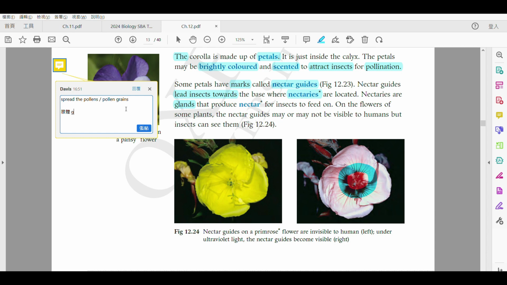So 腺體 is glands. Glands secrete something, they produce something inside your body.